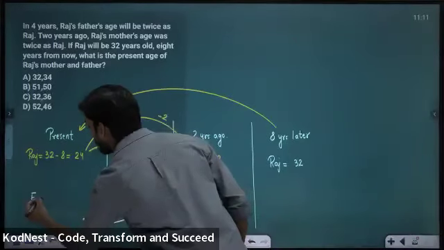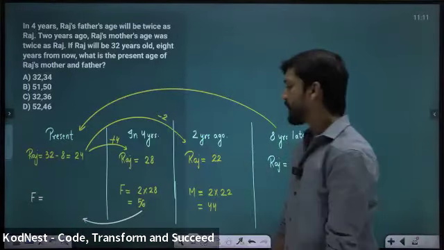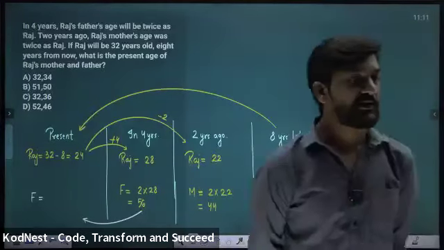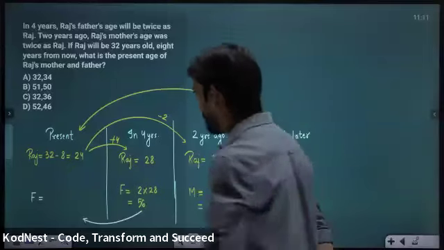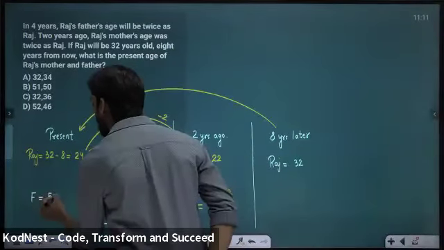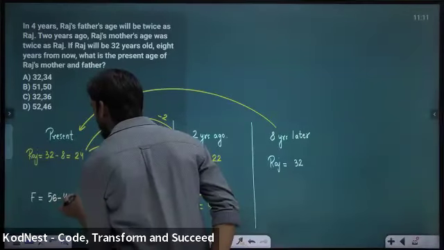First, tell me about father. So father will be 56 minus or plus? Minus, because this is future, this is present. So present will be a lesser value. So minus, 52.